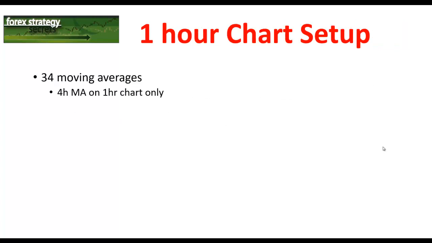So what I'm going to do now is go to the charts and show you what that 1 hour looks like and why we have this set up the way we do. You need to have an additional moving average on the 1 hour chart. It's not necessary to have it on any other chart but the 1 hour, but it gives you that 4 hour moving average so that you can make that determination.